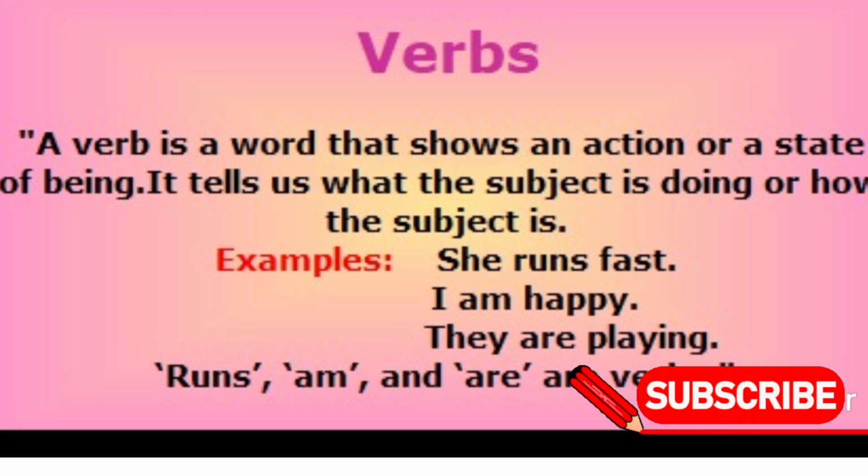Verbs. A verb is a word that shows an action or a state of being. It tells us what the subject is doing or how the subject is. Examples, she runs fast. I am happy. They are playing. Runs, am, and are are verbs.